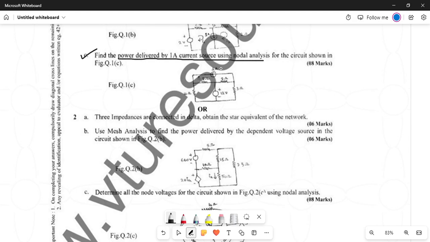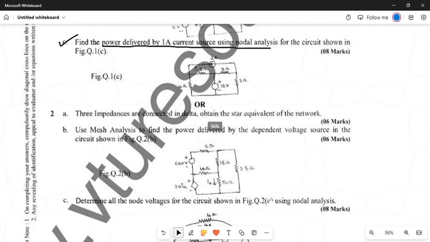You can see: find the power delivered by the 1A current source using nodal analysis. Where is the 1A current? It is here. I'll make it still bigger so you get to know more. Fine, okay, so where is the 1A current? The 1A current is over here. So you need to find out the power delivered by it, you know the power delivered formula, apply the nodal analysis, get the values V1, V2. Okay, here you get 3, I think.